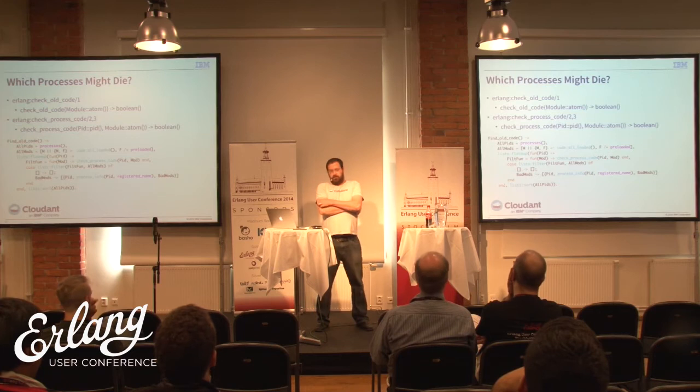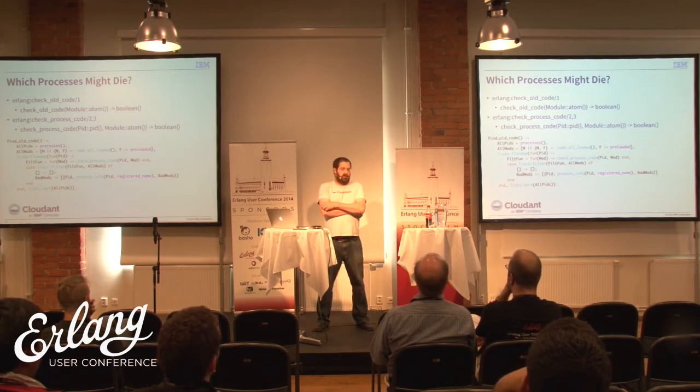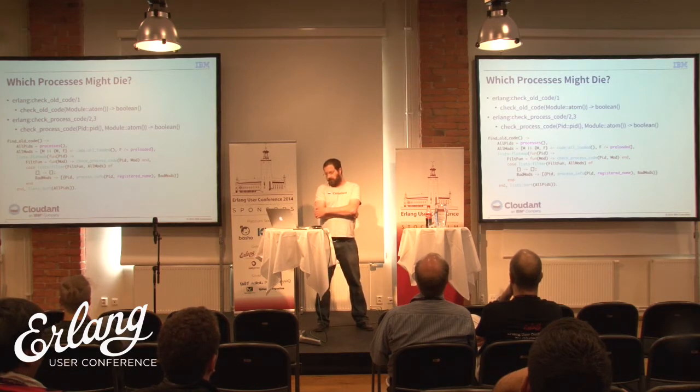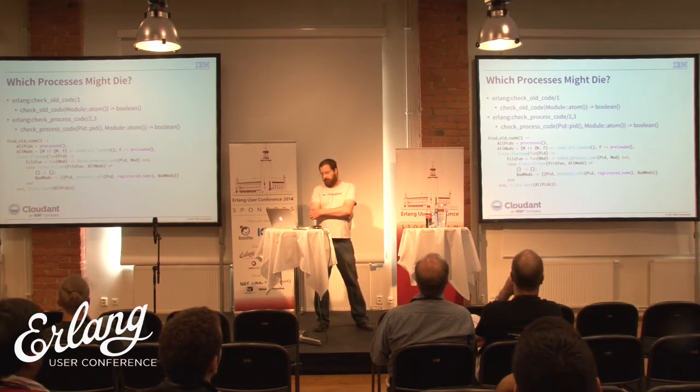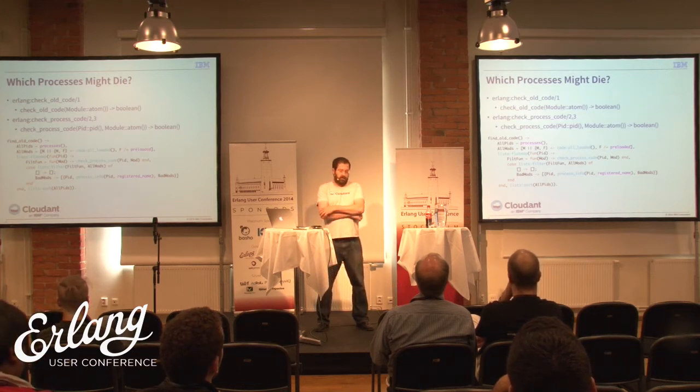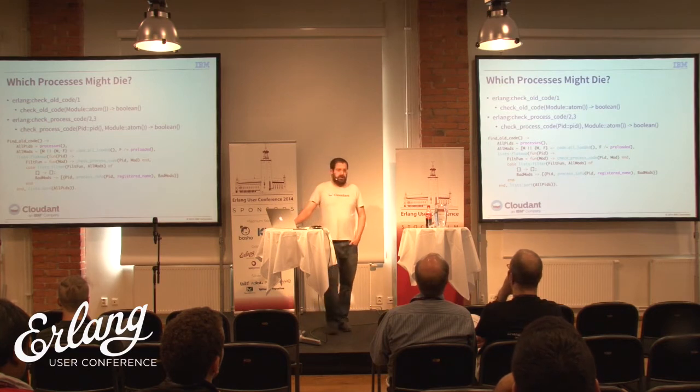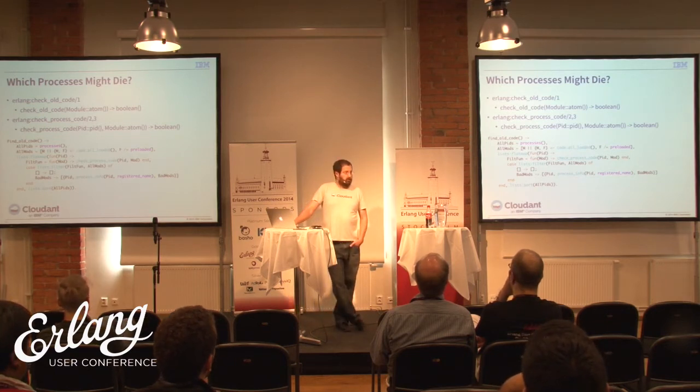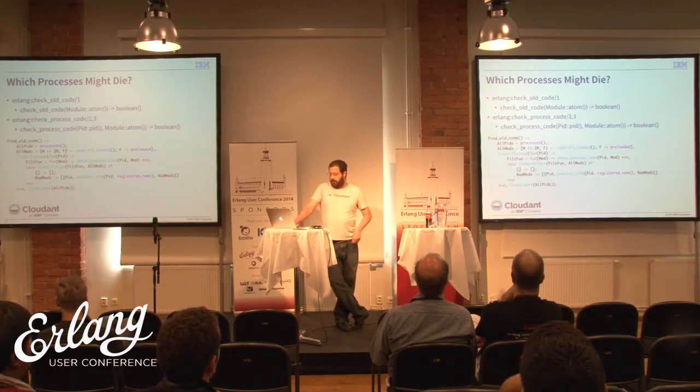Another useful thing for doing this when you're in operations is figuring out which processes might die. There are a couple BIFs that you can use to check which processes are running old code, and which modules have old code still in the VM. That's useful during upgrades and when you're hot patching code, just so you have an idea of where your system is at, and then you can investigate why certain processes haven't been upgraded. And that's an example of the basic primitives in the VM that we use.